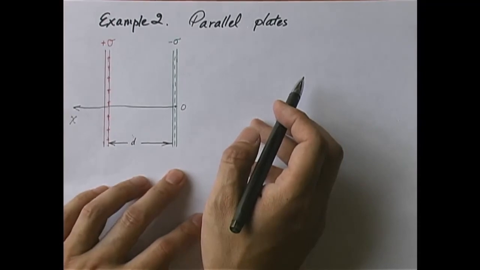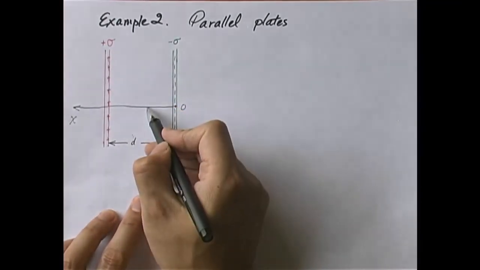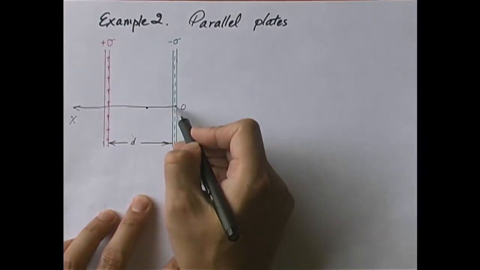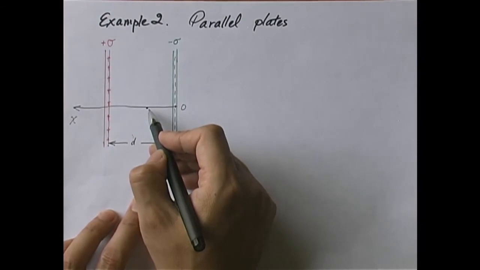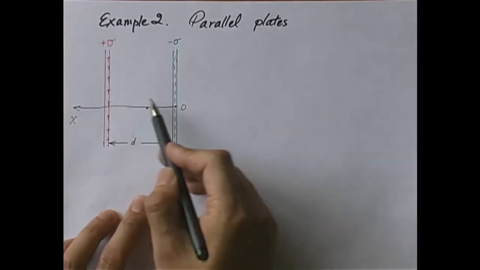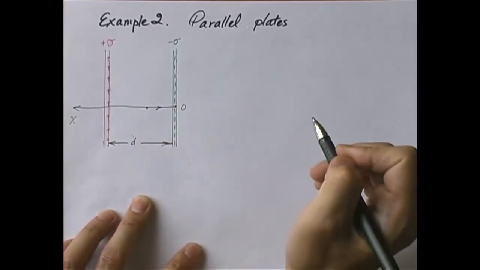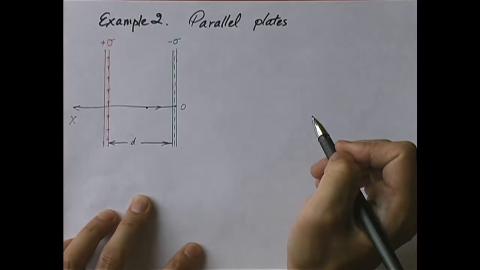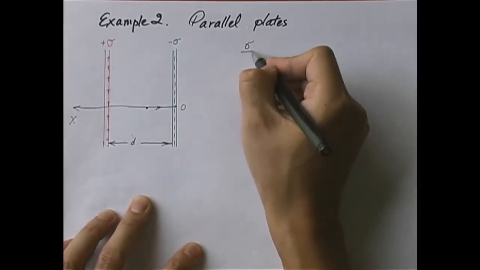Now, what is the electrostatic field? Well, we can easily calculate that. Suppose you have a point here, a distance x from the origin. The electrostatic field at this point is the sum of the field from this plate and the field from that plate. The field from this one points backwards. And how much is that equal to? You recall, it's sigma over 2 epsilon naught.